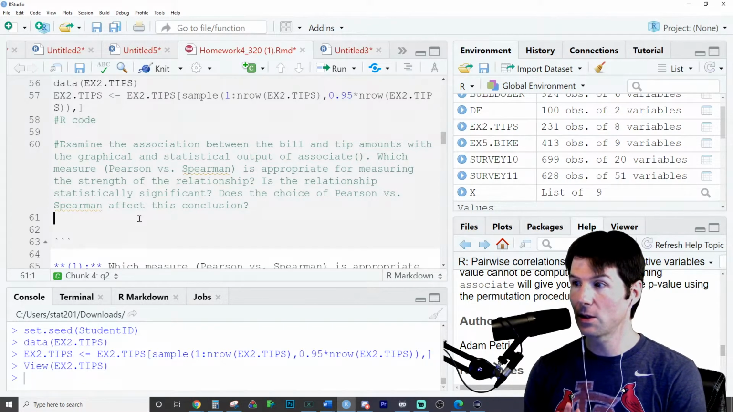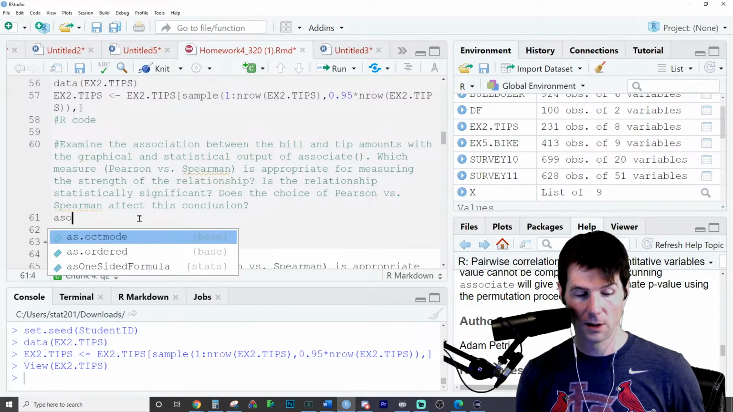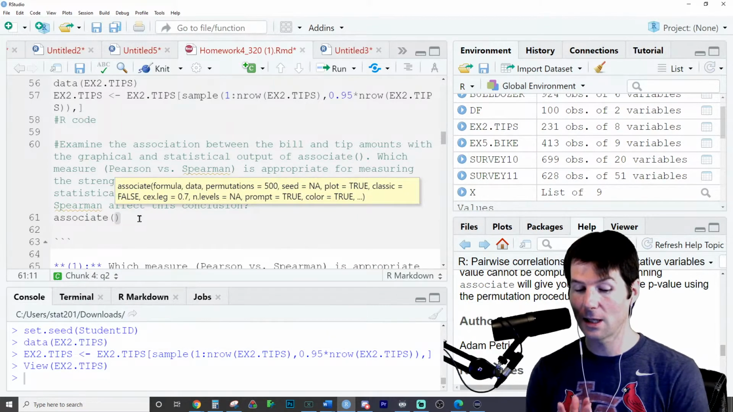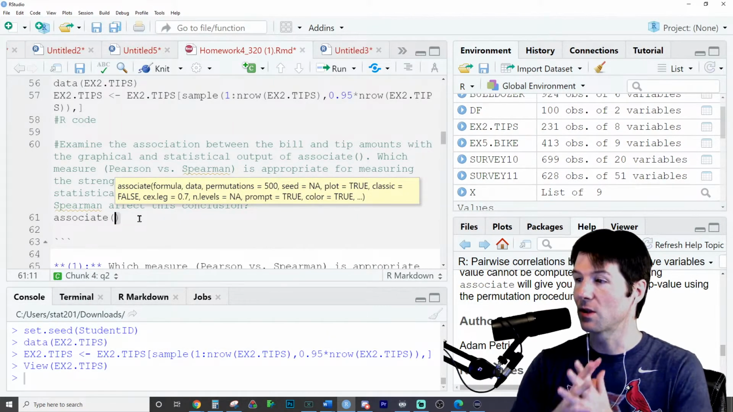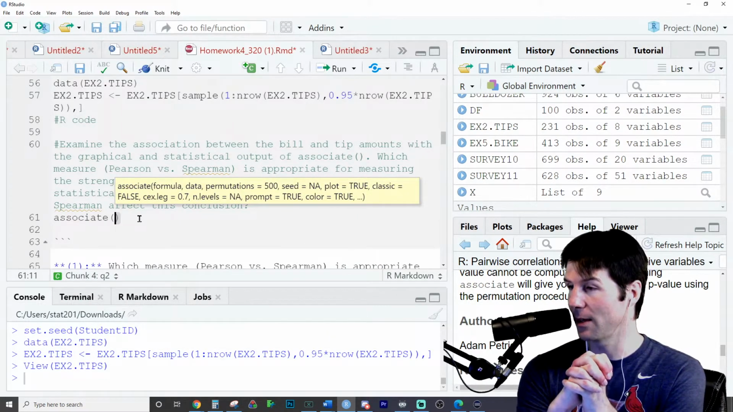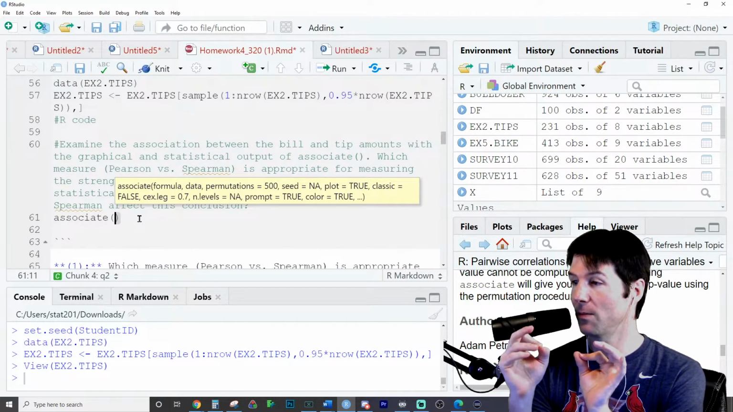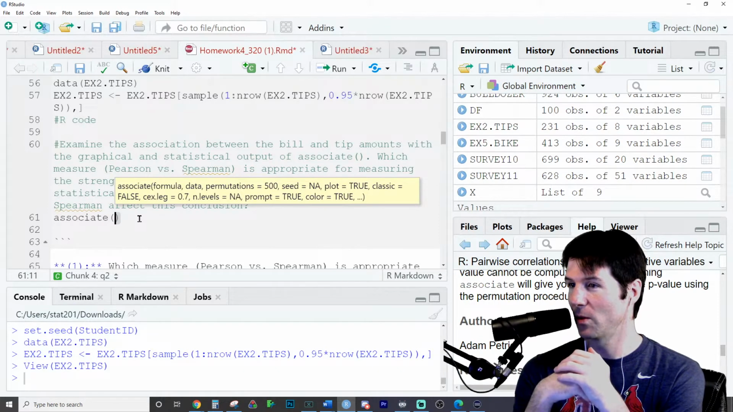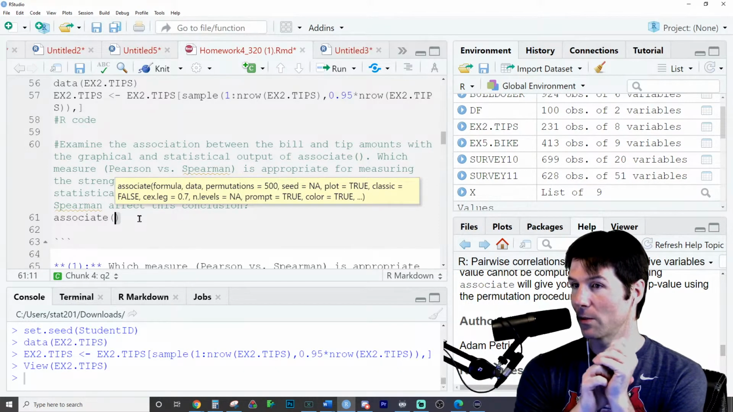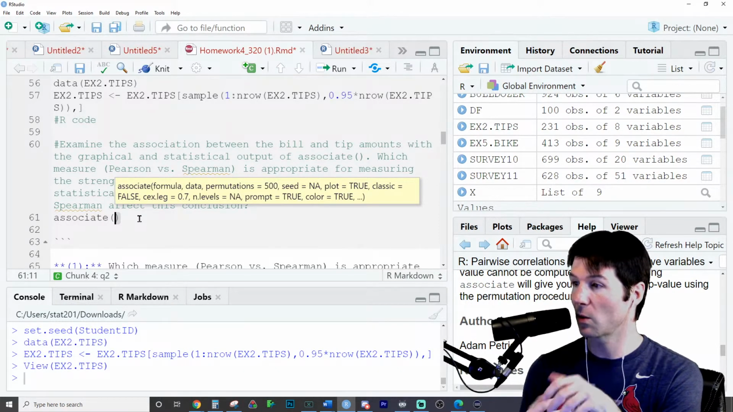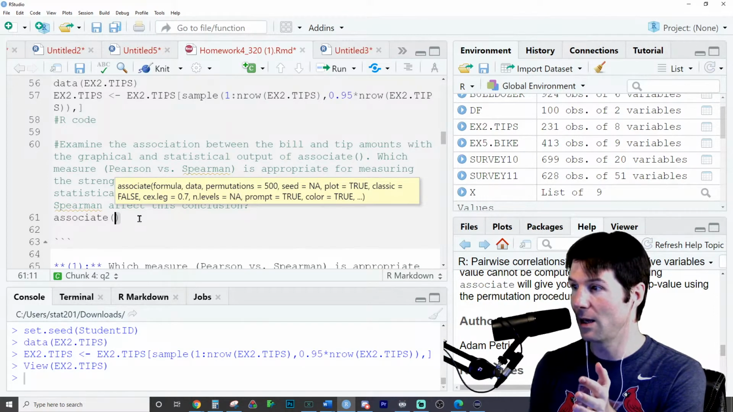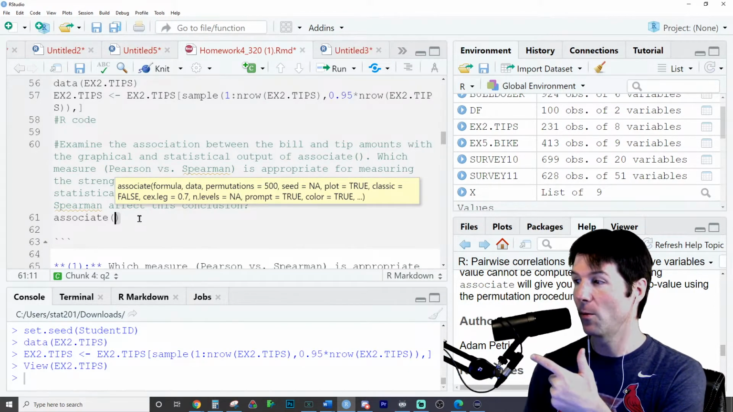When I examine this relationship right here, I'm going to use the associate function. Who knows the basic, I need in the chat, the basic form of the associate function. This is a classic thing we do all the time. Whenever we do associate, you always hear me say blank, tilde blank, comma, blank equals blank. So what do you always hear me say whenever we do the associate function? Because this will come into play when we do the LM, when we do the GLM, y tilde x.